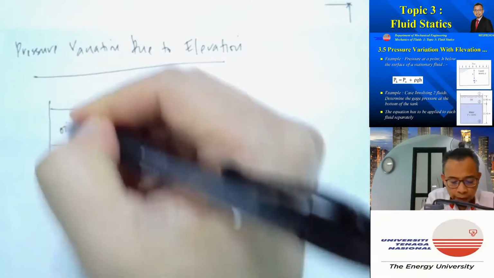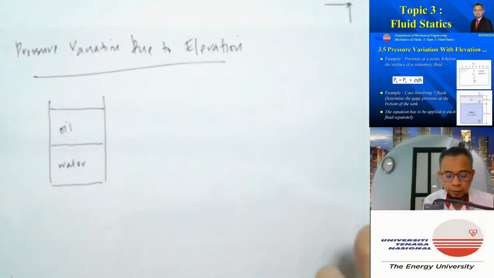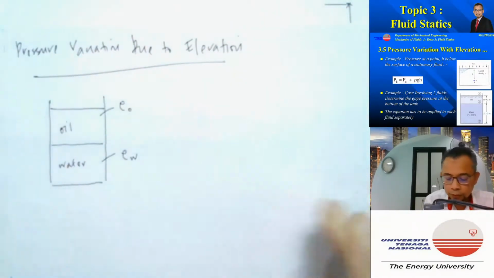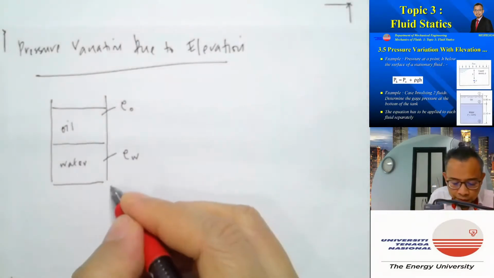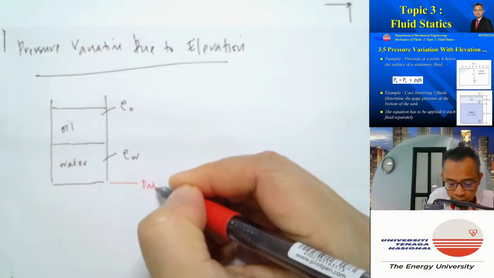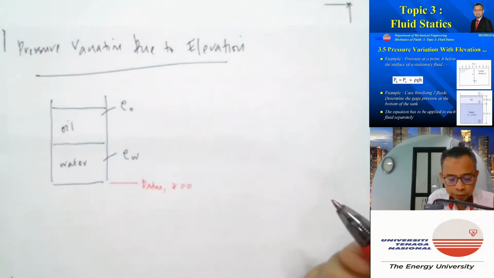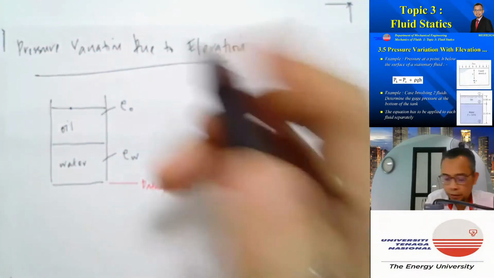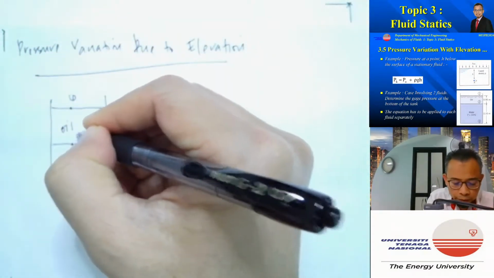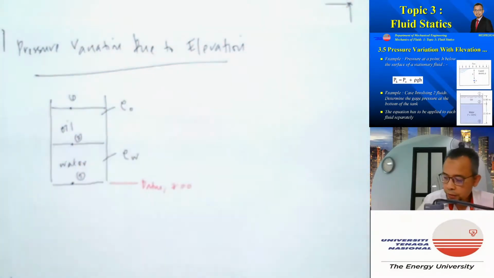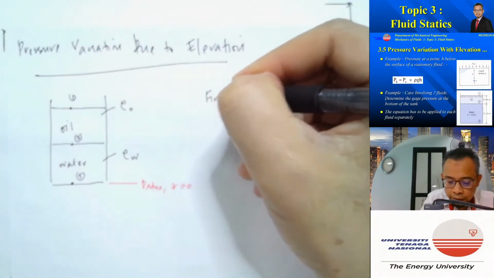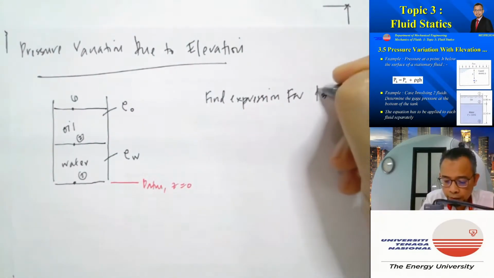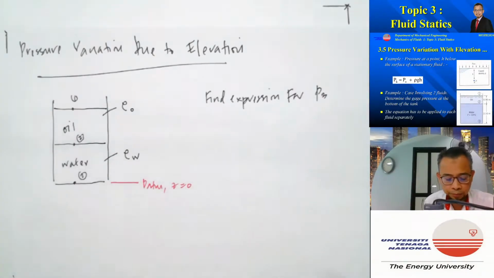Let's say this is oil and this is water. The density of oil is rho oil and the density of water is rho water. So now we do the same analysis. Let's say this is our datum again, where Z is equal to 0. And I define 3 points, point 1 here, point 2 here, point 3 here. Let's say we are asked to find expressions for P3, the pressure at the bottom here.